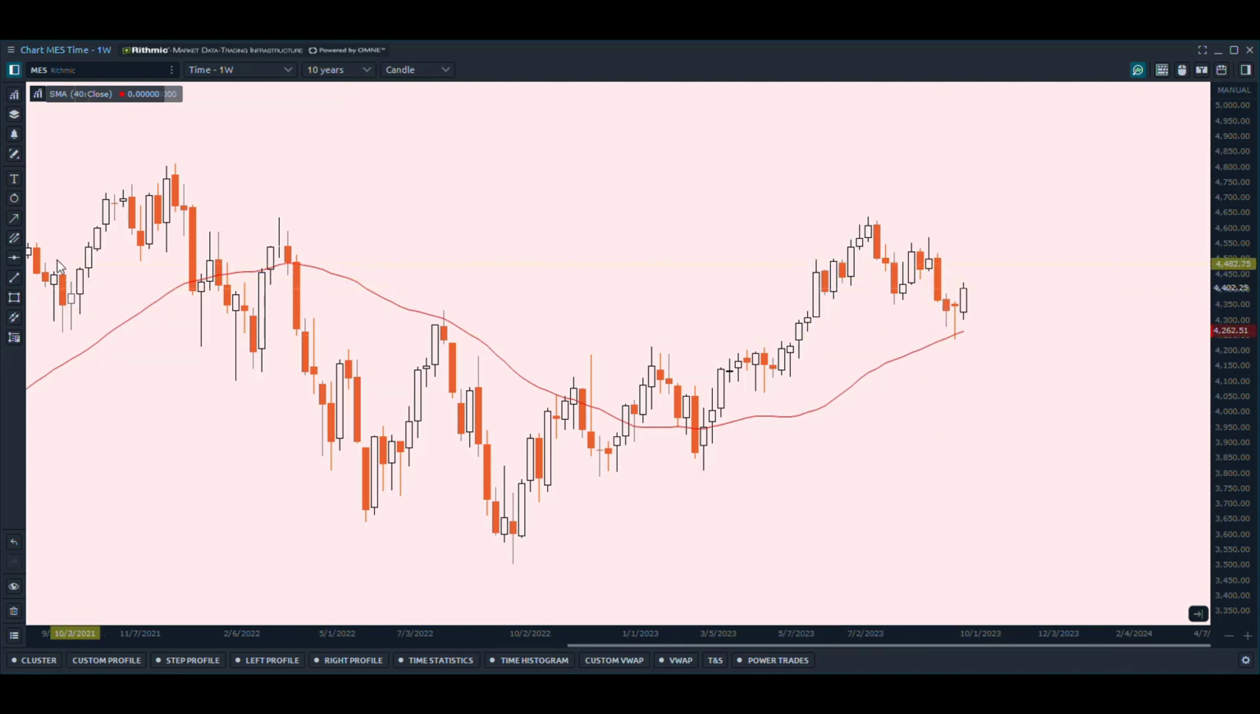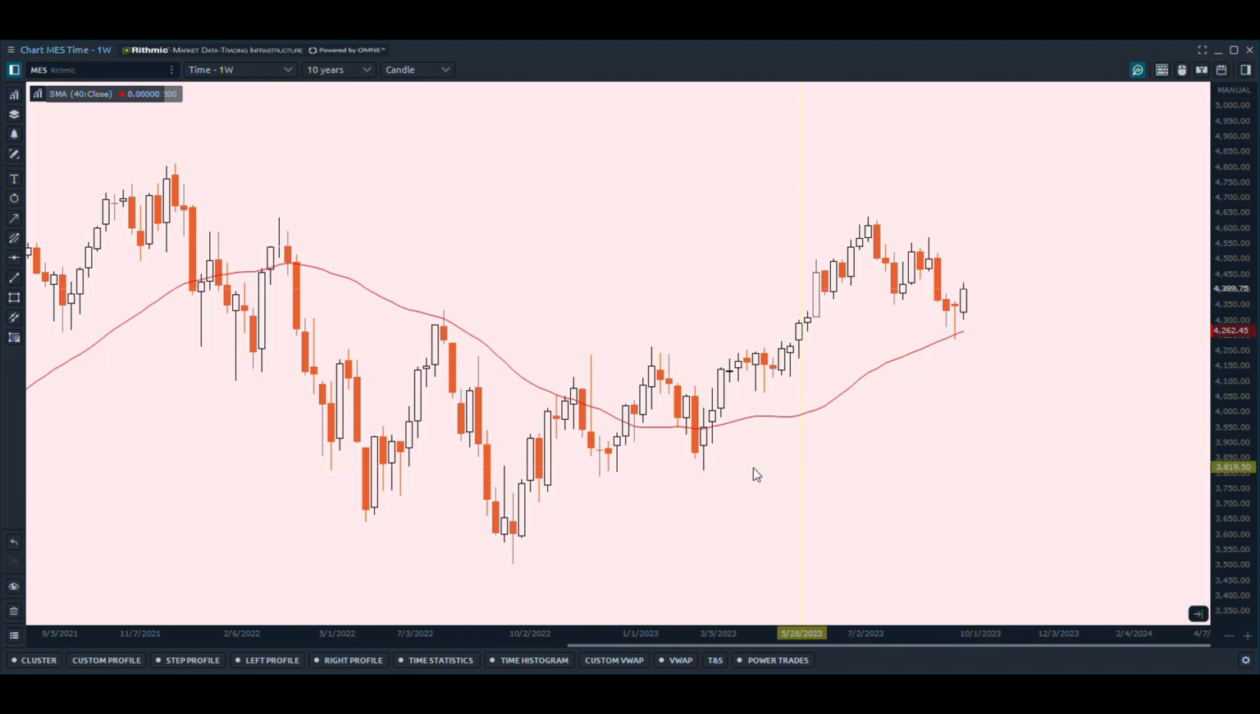And you can see here, this is the first area that people were definitely watching. You can see that we undercut this a little bit, but for the most part, we bounced very hard after slightly undercutting this. So this is the first variable, people who are using simple moving averages in their analysis.